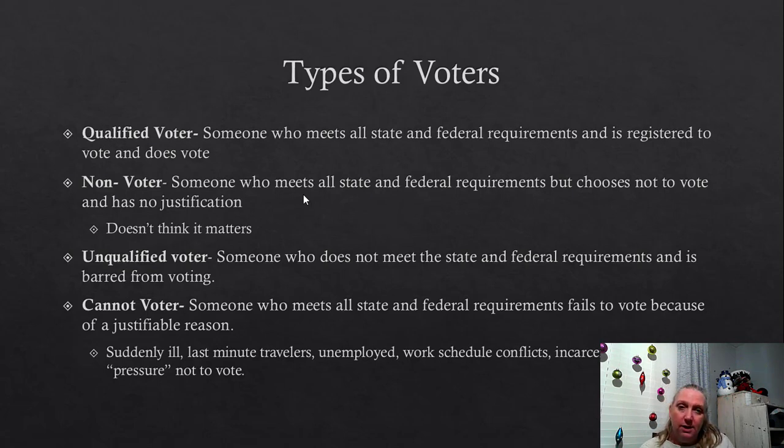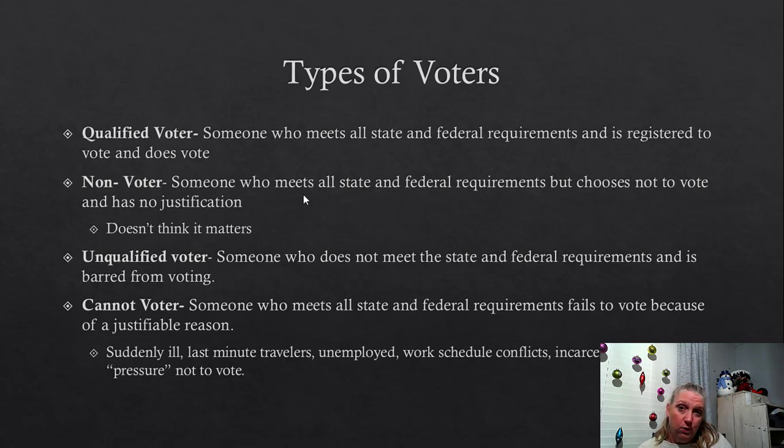A non-voter is someone who meets all the requirements but chooses not to vote and has no justification for that. Okay, oftentimes they think my vote won't matter, so there's no point in going to vote. Okay, I have no idea who the candidates are. I can't figure out who the best candidate would be, so it doesn't matter. My vote doesn't count. I'm just not going to do it. That's a non-voter. An unqualified voter is someone who does not meet the qualifications and therefore is barred from voting.